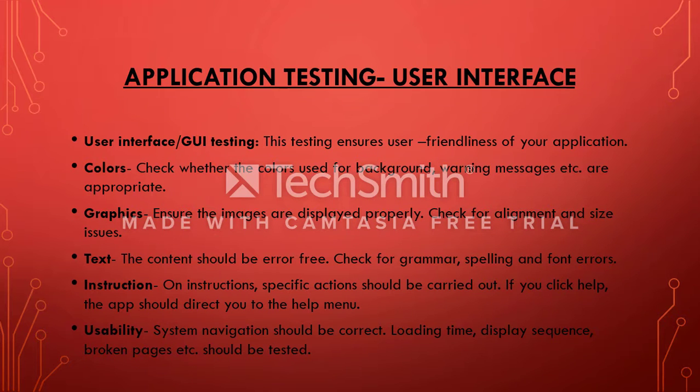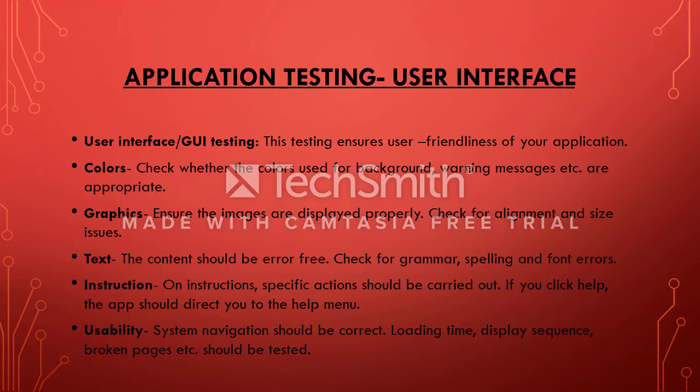Application testing will start with user interface. The user interface, or GUI testing, which stands for Graphic User Interface, ensures user friendliness of your application. It checks colors, which is whether the colors used for background, warning messages, etc. are appropriate. Graphics: this ensures the images are displayed properly. Check for alignment and size issues.